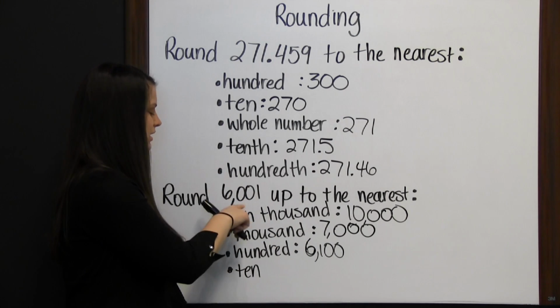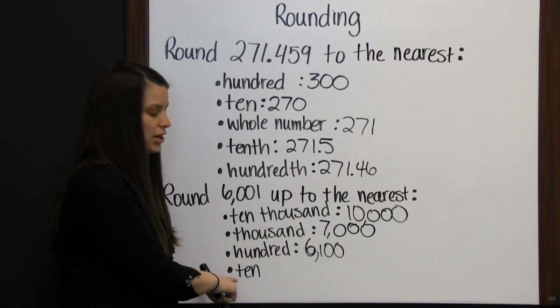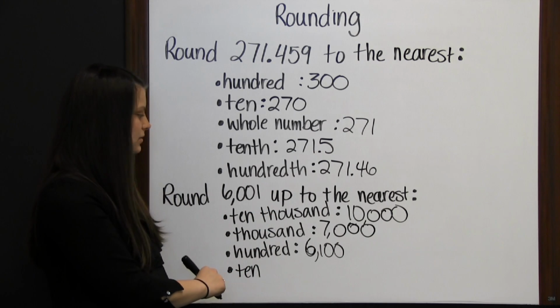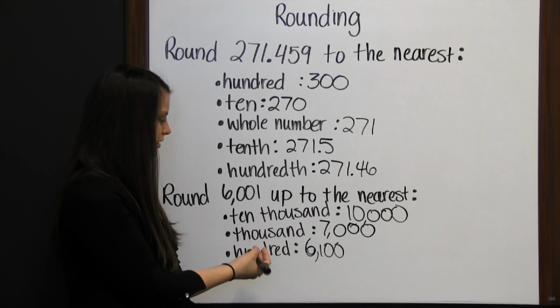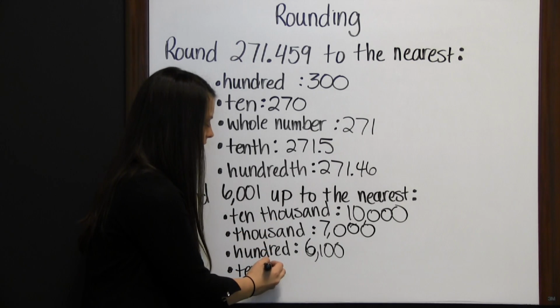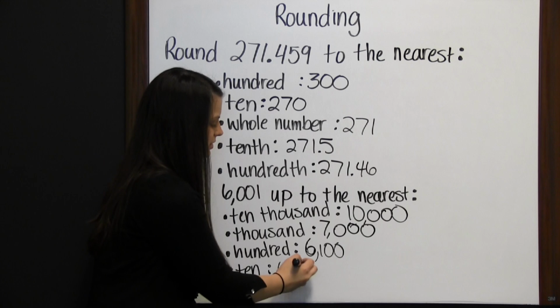Finally, we're going to round 6001 up to the nearest tens place. So the next nearest number, or the next nearest 10 from 6001 would be 6,010.